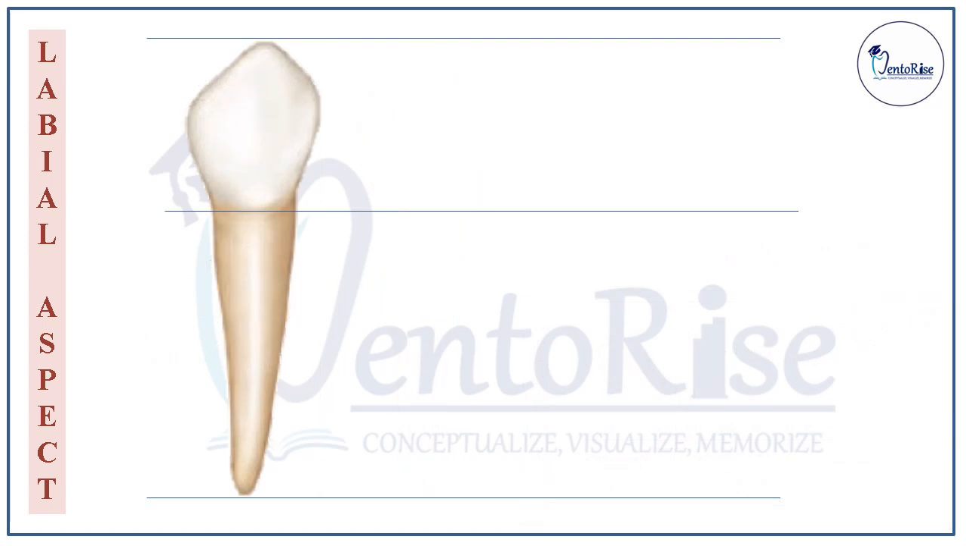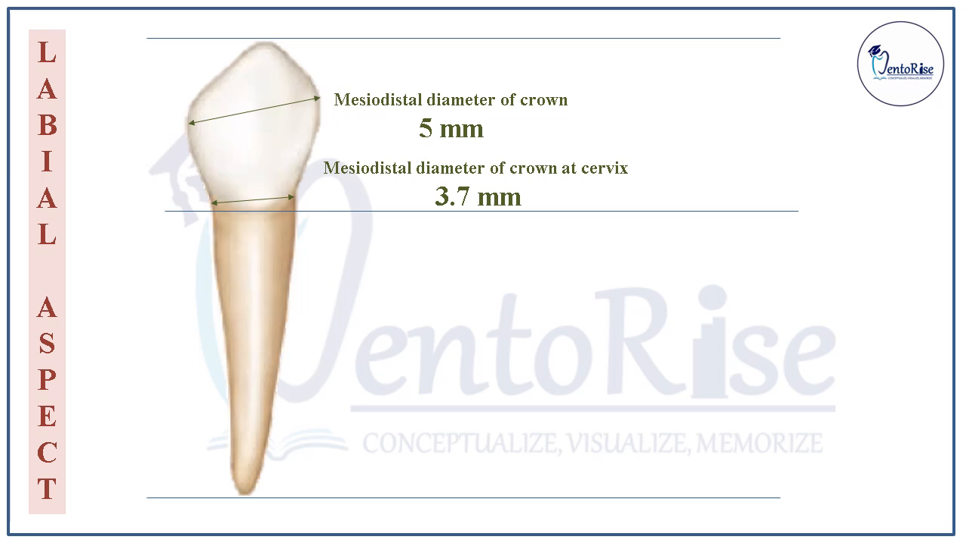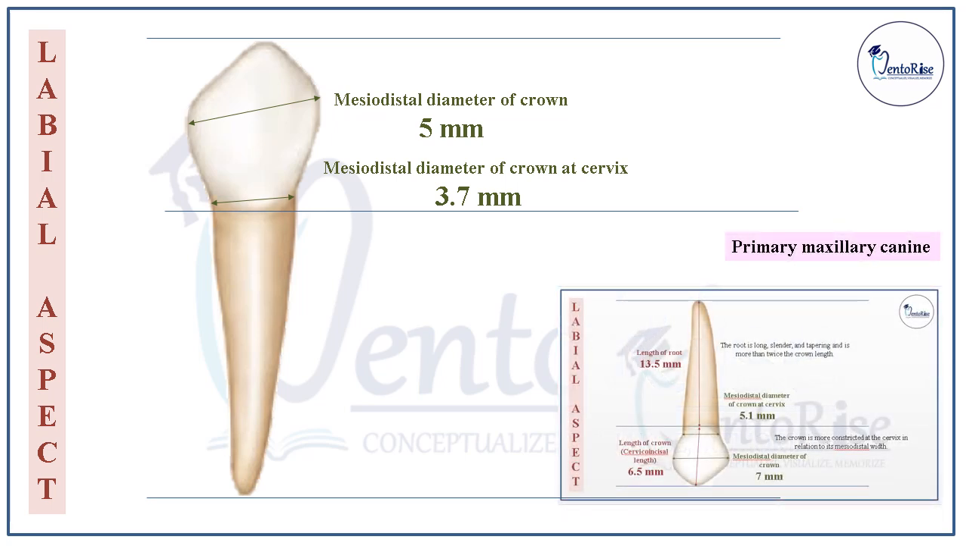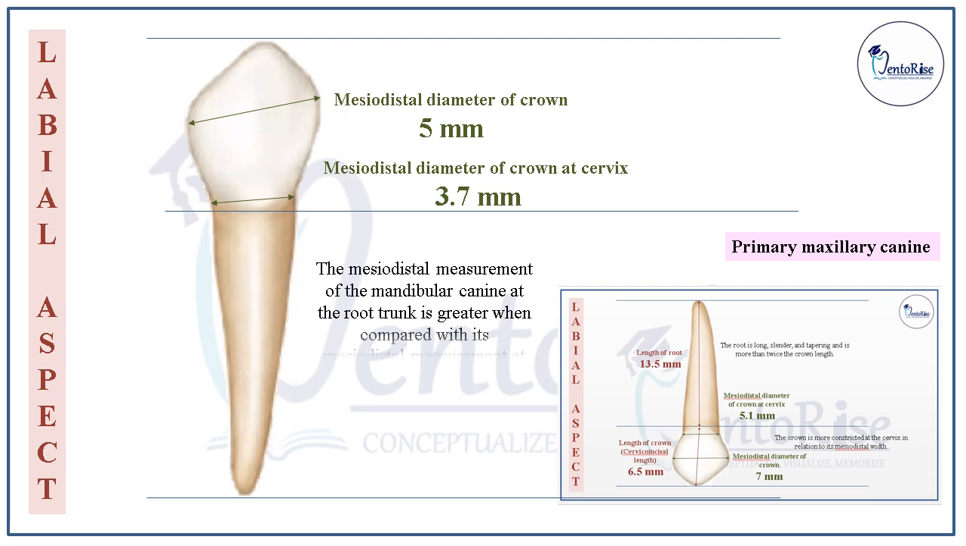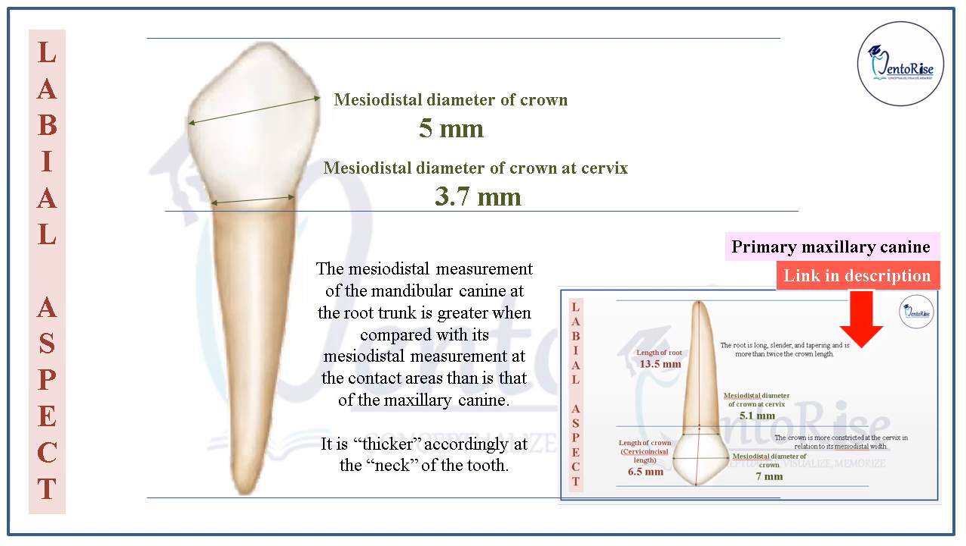Talking about the mesiodistal dimensions of primary mandibular canine, the mesiodistal diameter of the crown is 5 mm and the mesiodistal diameter of the crown at the cervix is 3.7 mm. If we compare these dimensions with the dimensions of primary maxillary canine, then we would conclude that the primary mandibular canine is thicker at the neck of the tooth. Please observe the figure and correlate.